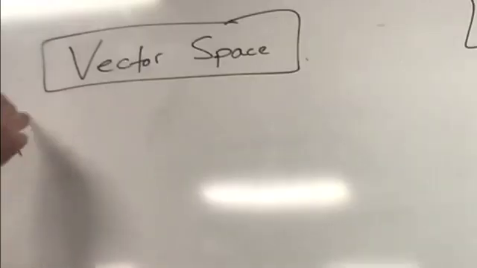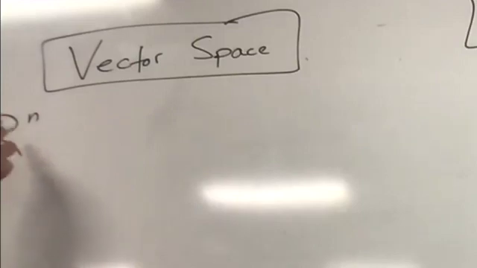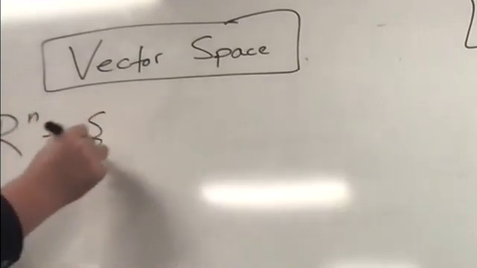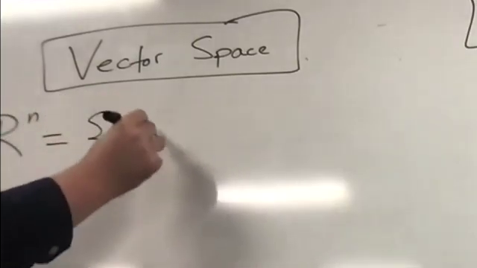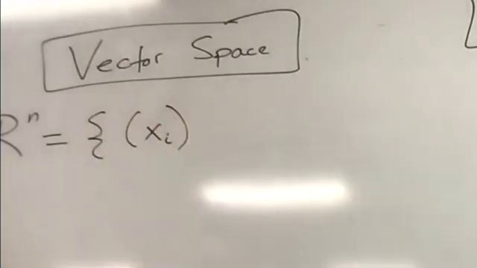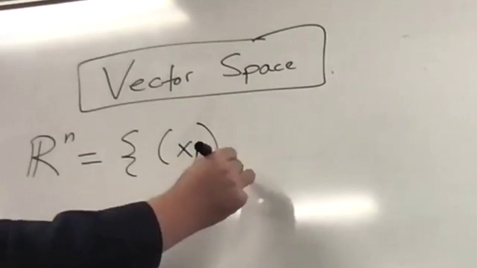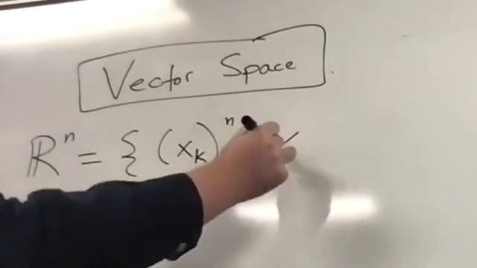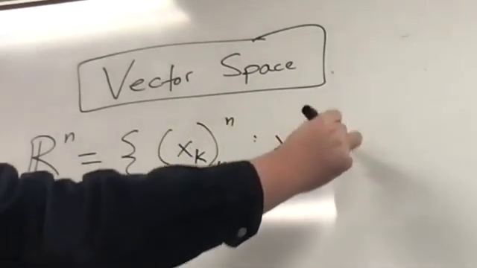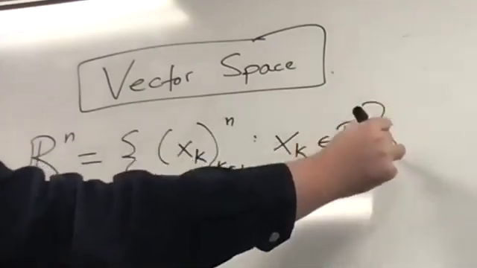We're going to look at the space R^n. This is the real numbers n times. And this is the space of tuples. So when I do tuples, let's do k instead of i, that will go from k equals 1 to n. And each x_k is an element of the real numbers.